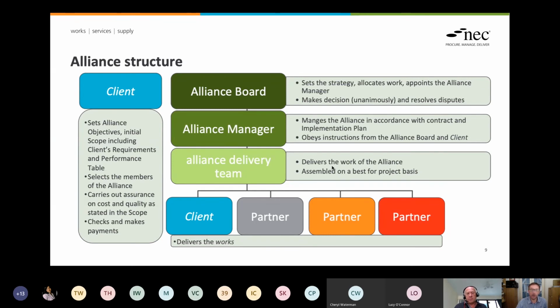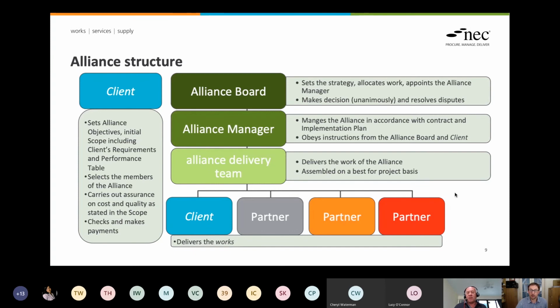...is far more important than any sort of commercial aspect, if you like, I would suggest. Yeah. So the delivery team will deliver the work of the alliance, and as we're saying, they are put together on a best for project basis, and that's fairly tricky to do. Of course, the alliance manager, we talked about that person, but they need to manage the alliance. Again, it's 10.1. Follow the contract, the implementation plan.